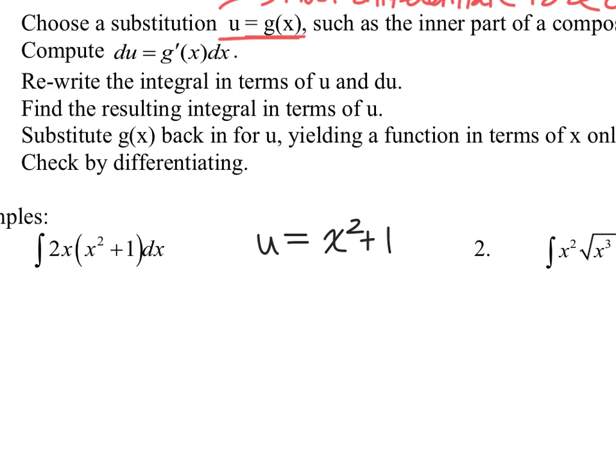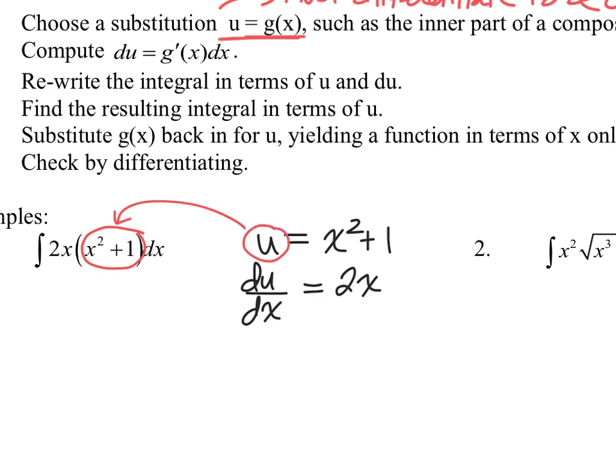All right, so I select my u as x squared plus 1. I'm going to take the derivative of this, which is going to be du dx is equal to 2x. All right, so this differential equation, du dx equals 2x, is going to help me make a substitution within my integral. So first thing I'm going to do is replace the x squared plus 1 with the u. So this would become 2x times u dx.